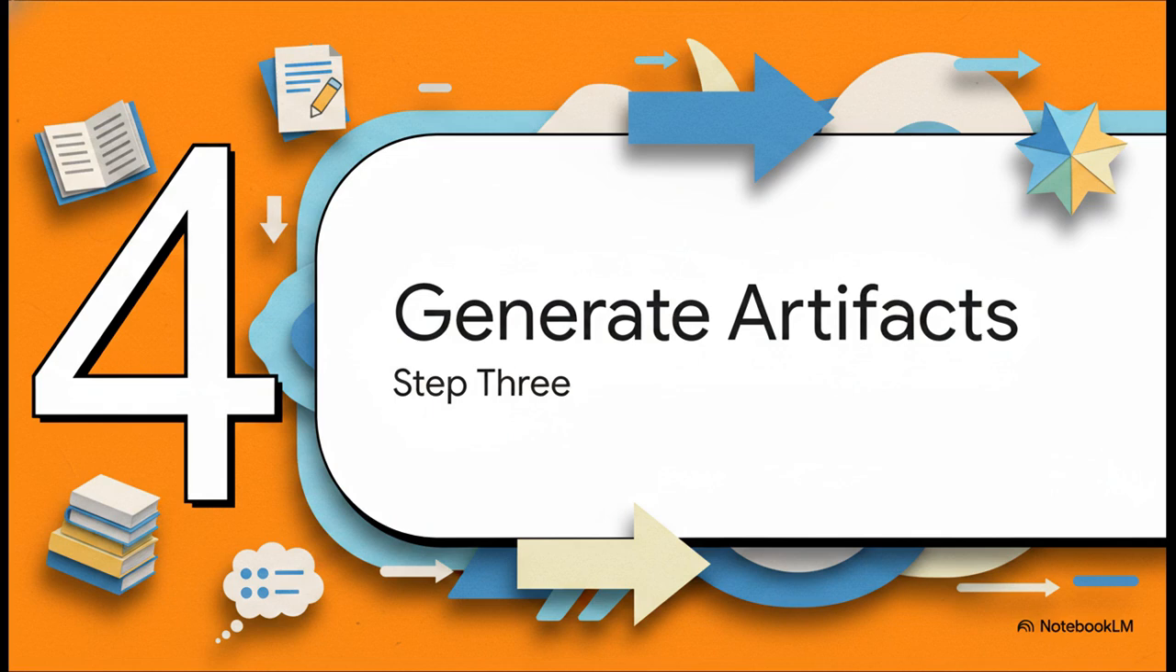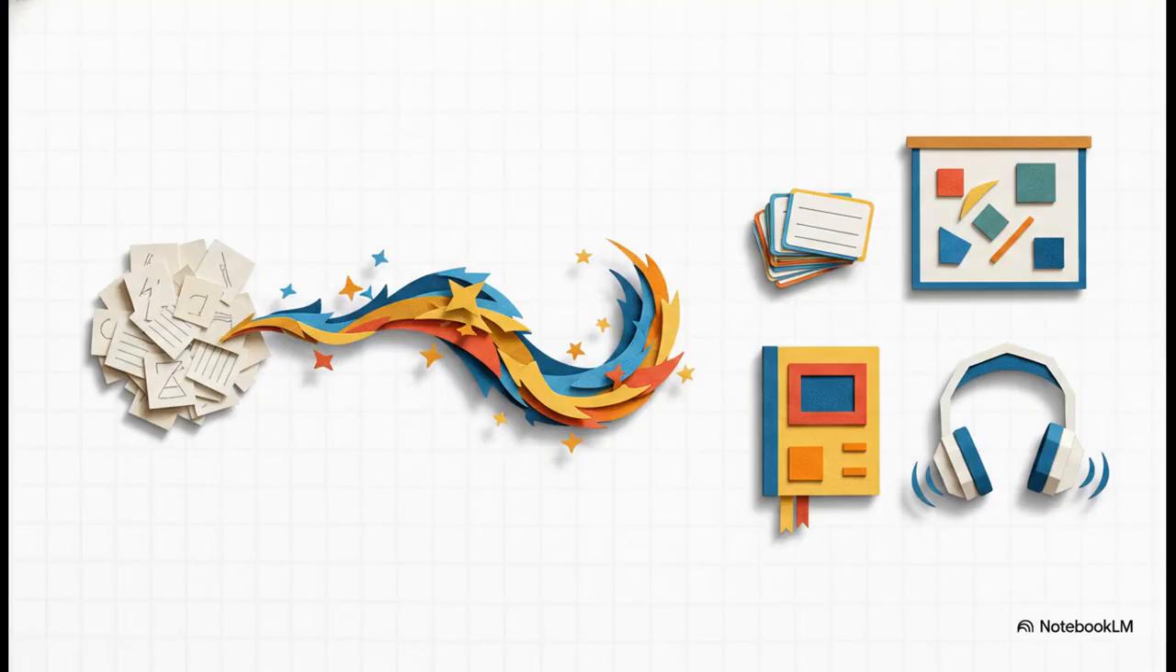Section 4. Step 3. Generate artifacts. And this brings us to the final column of our workspace on the right-hand side. We are seamlessly transitioning from reading and analyzing to actually creating. Once you've explored your sources in the chat, you head over to the Studio panel on the right. And let me tell you, this is an absolute game changer for productivity.